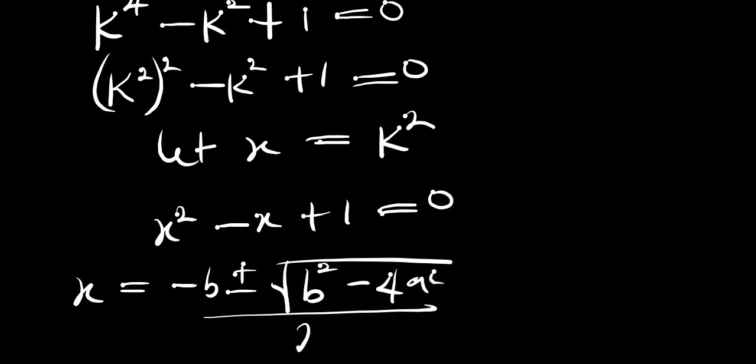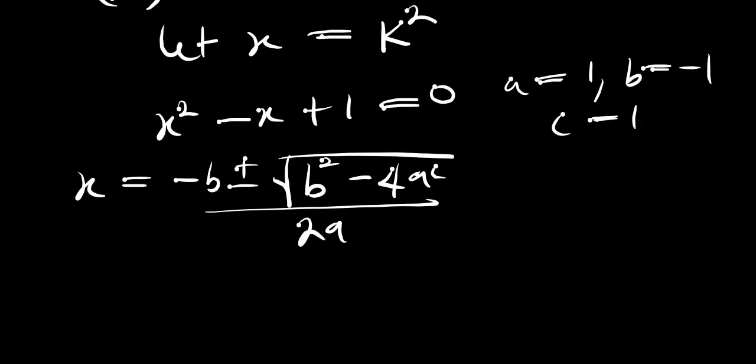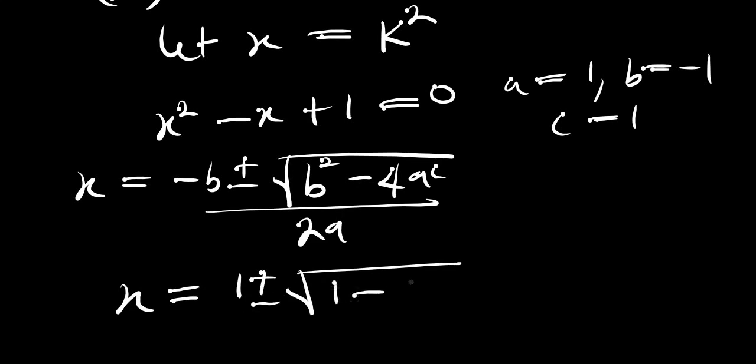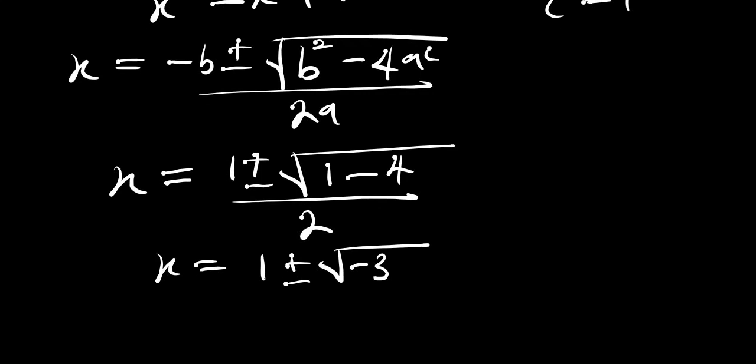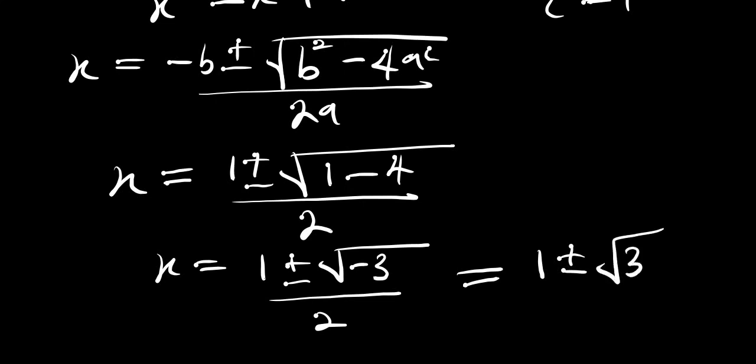Negative b plus or minus the square root of b squared minus 4ac, divided by 2a. And from here we have a equals 1, b equals negative 1, and c equals 1. So let's insert everything. We are going to have x equals 1 plus or minus the square root of b squared, that is 1, minus 4ac, 4, divided by 2, that is 2 times 1 is 2. Then we have x equals 1 plus or minus square root of negative 3, divided by 2. And this simply equals 1 plus or minus square root of 3 times i, divided by 2.